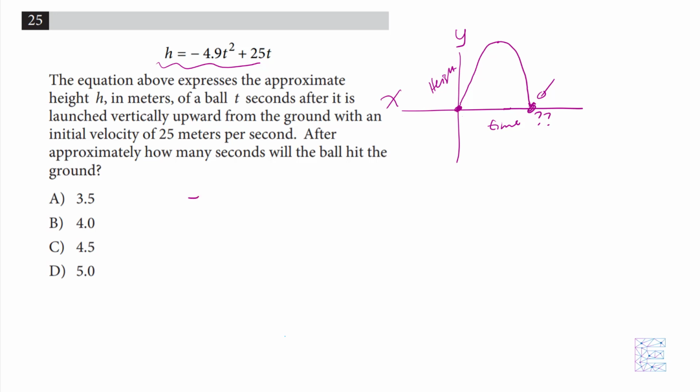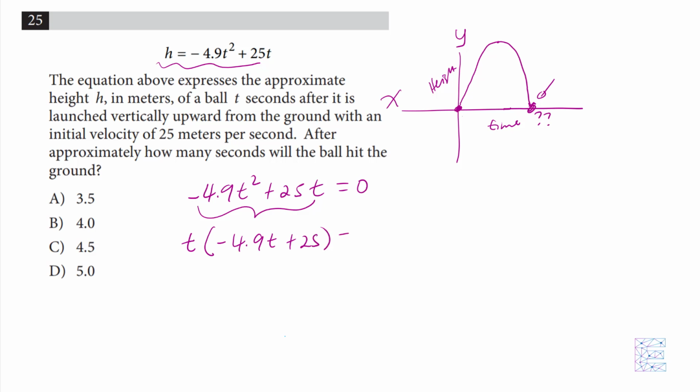So when you look at this equation, we can answer this question by solving. So we would set the equation equal to 0: negative 4.9 t squared plus 25t. And then we're going to use our algebra skills to solve for t. First thing we want to do here is factor out the GCF. Well, they have a t in common. We can factor that out. That leaves us with t times negative 4.9 t plus 25 equals 0.